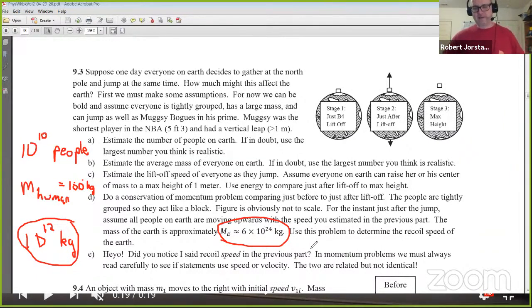Now let's get this right. 10 to the 6th is a million. 10 to the 9th would be a billion. So 10 to the 12th is a trillion. The mass of the Earth is a trillion times bigger. Even if people are jumping here at 5 meters per second, which is insane, right? Well, that's maybe doable. I'd have to sit there and think about it. You could go through the calculation here, right?